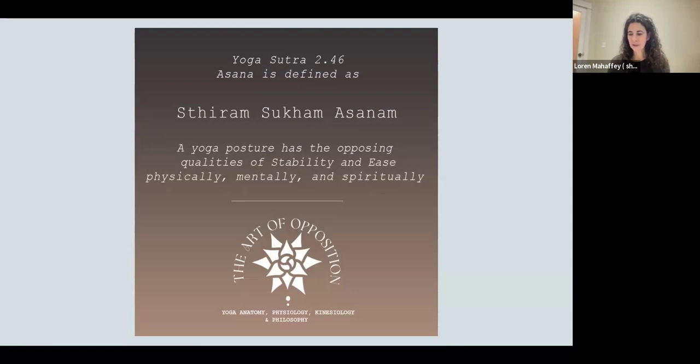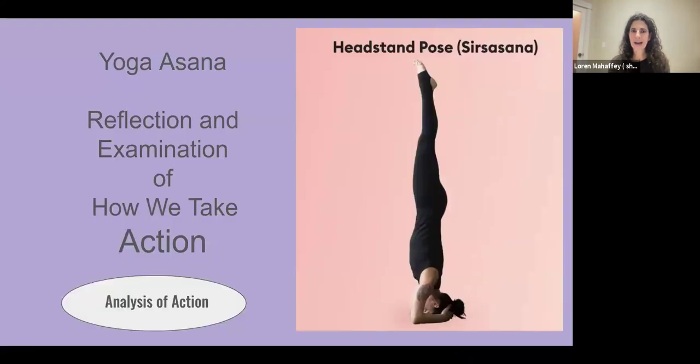Asana, postures, are shapes we make with the body. Now, what makes these shapes into asana, however, is this practice, this exploration of Sthira Sukha, and Sthira Sukha brought into action. So what we can really say is that asana is a reflection and an examination of how we take action. It's an analysis of our personal experience of how we take action.